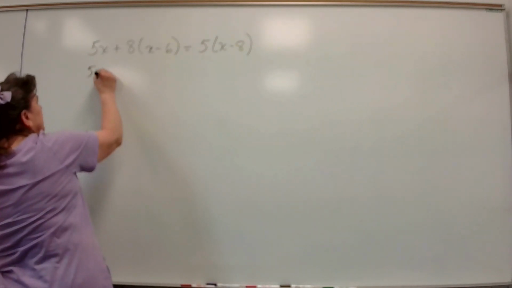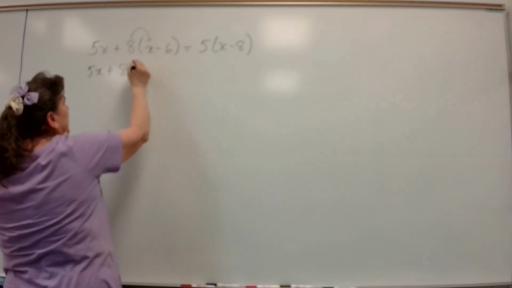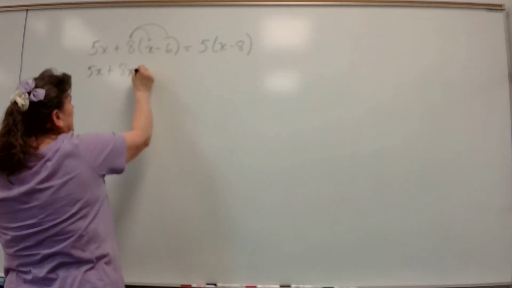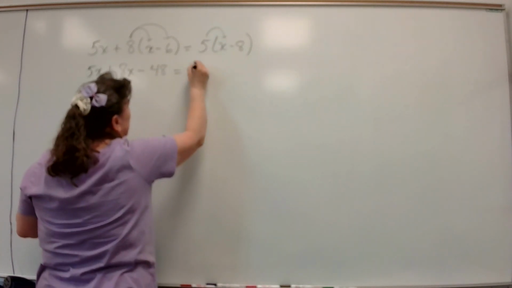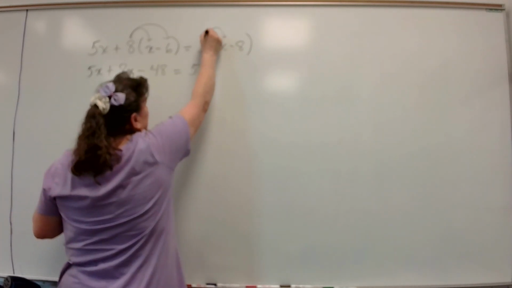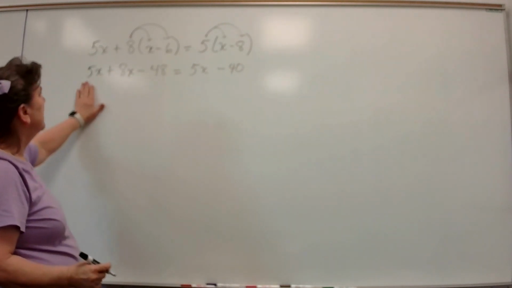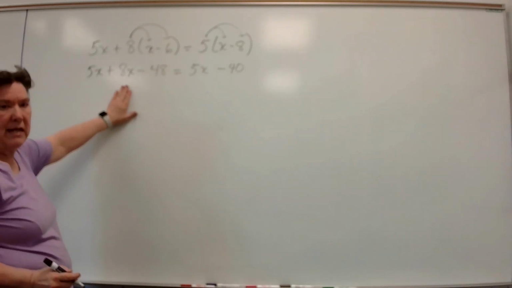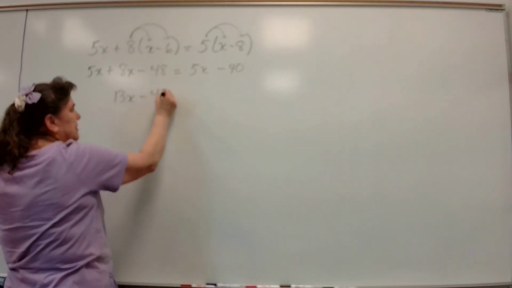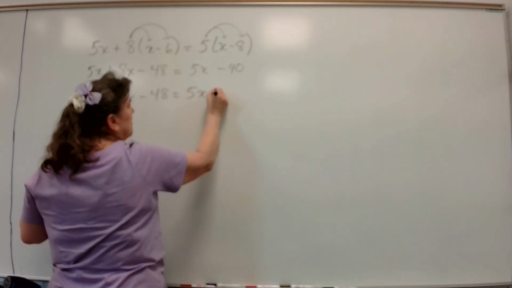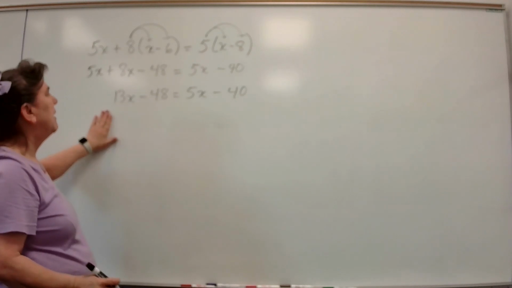We have 5x plus, you're going to go 8 times x for 8x, and then 8 times negative 6, which is minus 48. And this is equal to 5 times x, which is 5x, and then 5 times negative 8, which is minus 40. Now, looking at this side, we have two like terms, 5x and 8x. So you're going to have to add these and get 13x minus 48, because there's nothing to add to it, and 5x minus 40.